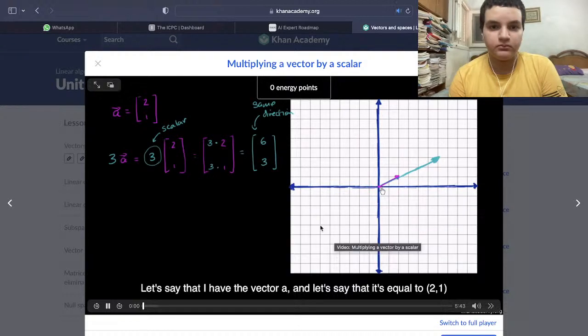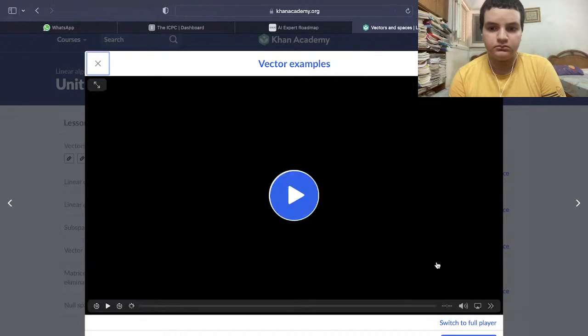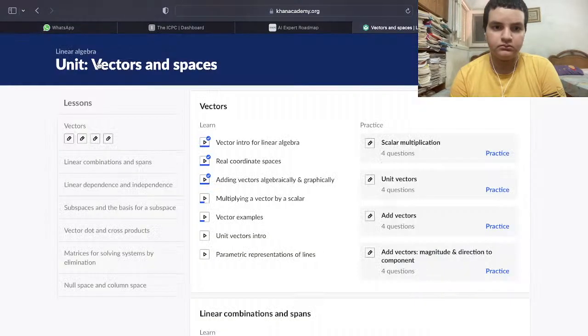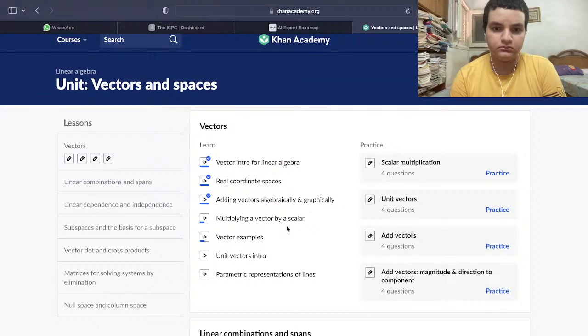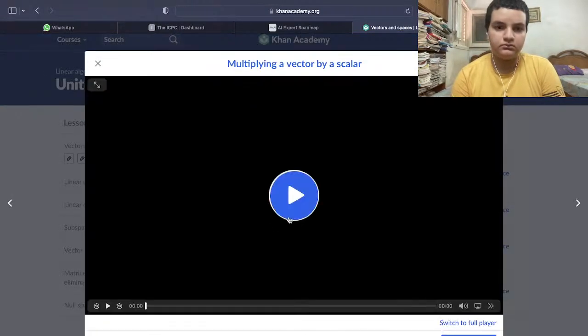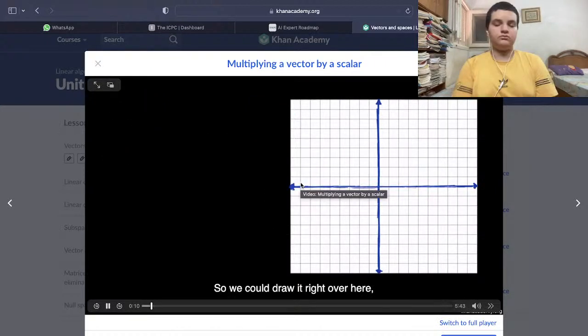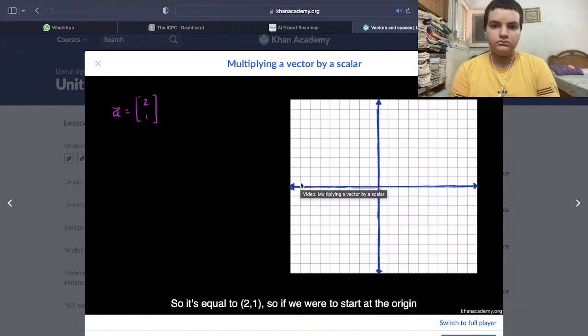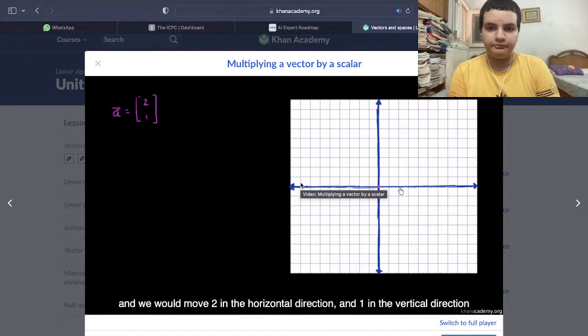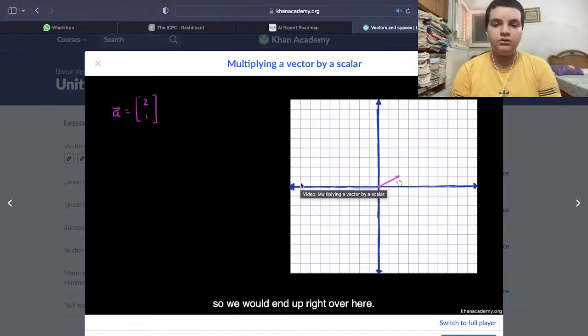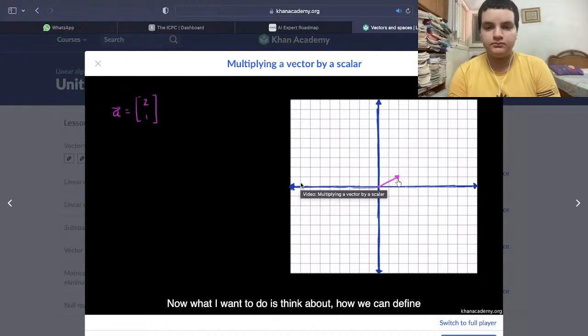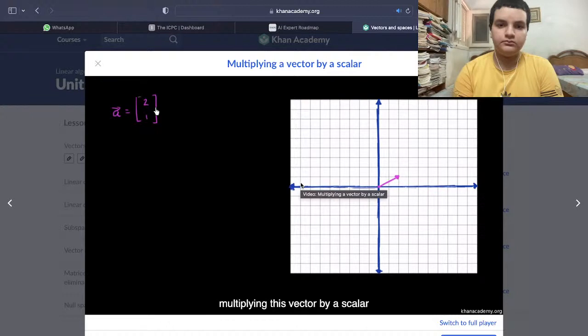Let's say that I have the vector, actually let me give it the name vector A. So we could draw it right over here. So it's equal to 2, 1. So in the horizontal, if we were to start at the origin, we would move 2 in the horizontal direction and 1 in the vertical direction. So we would end up right over here. Now what I want to do is think about how we can define multiplying this vector by a scalar.